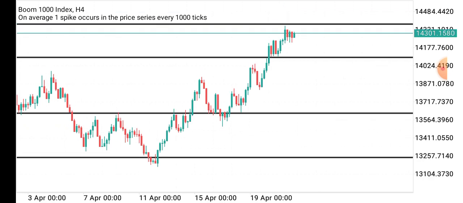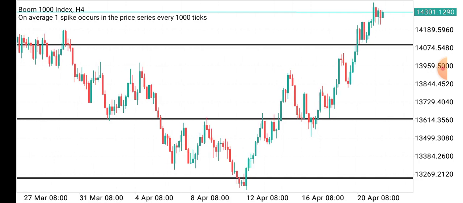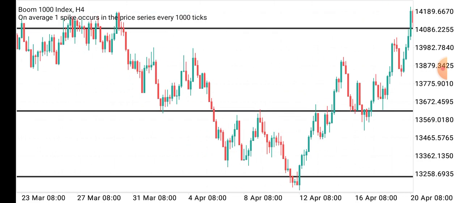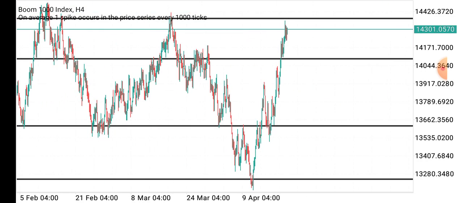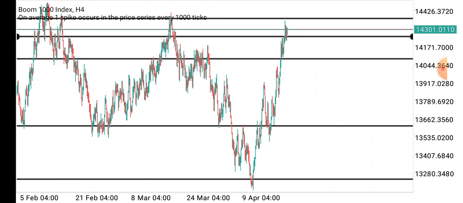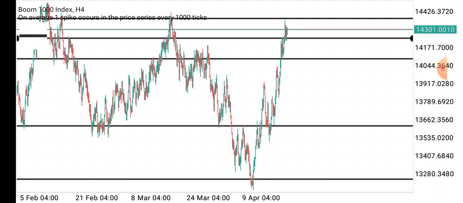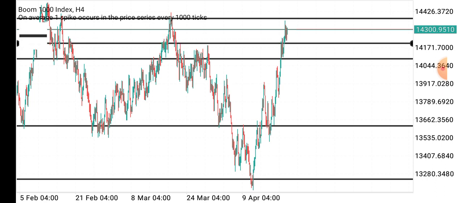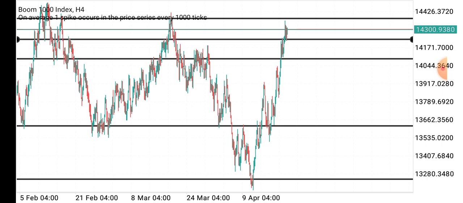So let me just go for key levels that are close to the current price. I think there's a key level somewhere here. Let me duplicate this line and place it somewhere here. There's a key level somewhere.